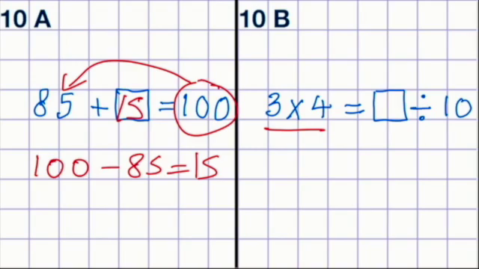So this one, we have a balancing equation. That means that this side has to equal this side. 3 times 4 is 12. So something divided by 10 is 12. So if you do 10 times 12, you get 120. And 120 divided by 10 is 12.